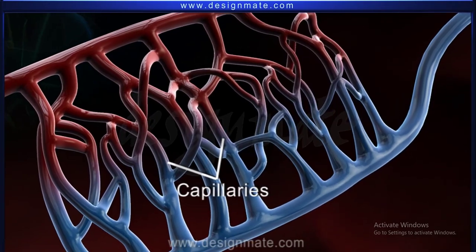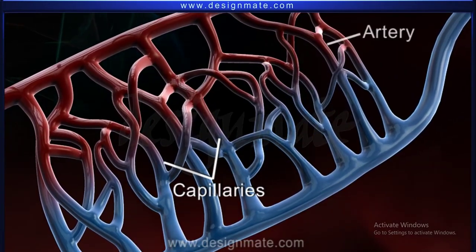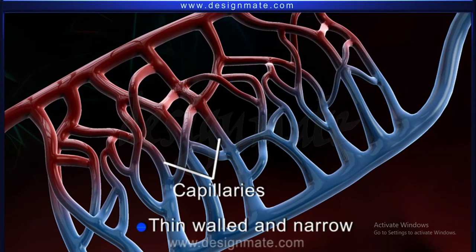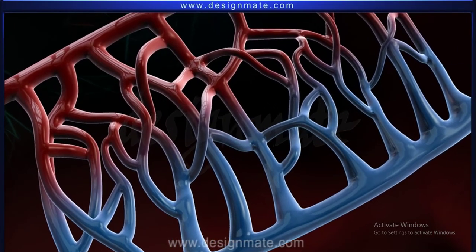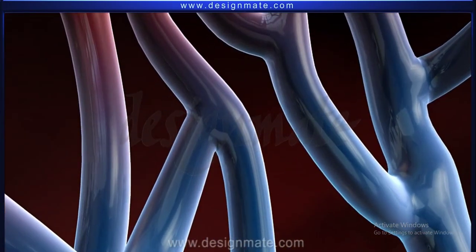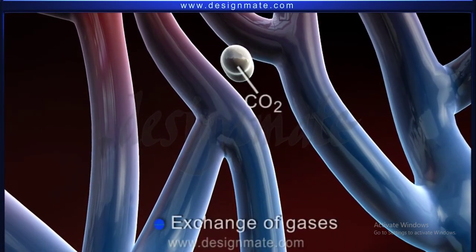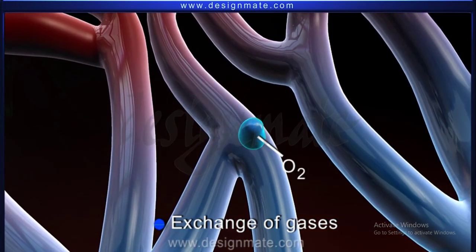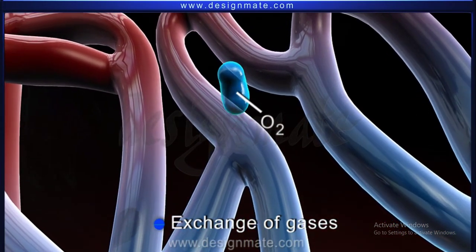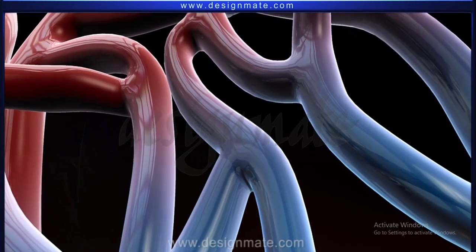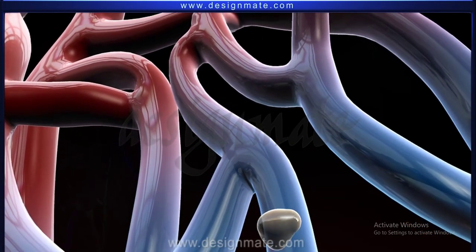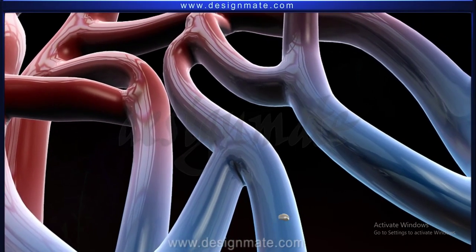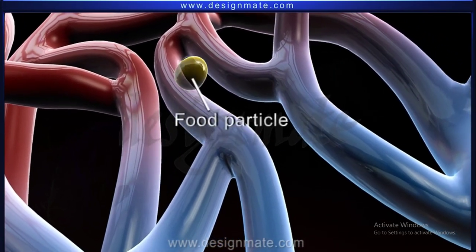Capillaries are the blood vessels present at the terminals of arteries and veins. These capillaries are extremely thin-walled and narrow. And it is through them that the exchange of gases and the exchange of waste and food particles takes place.